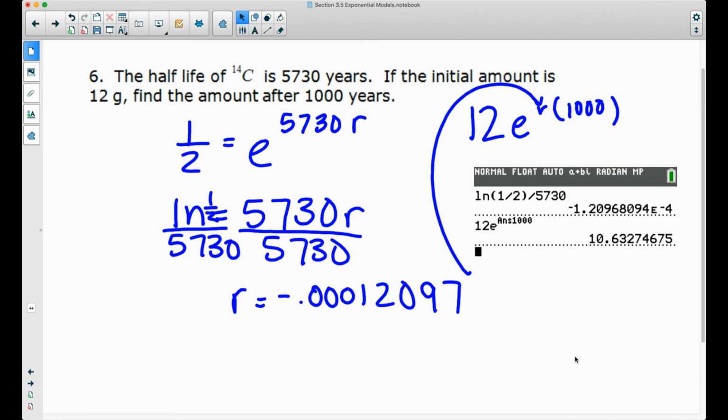All right, so 10.63, however many decimals they wanted there, okay? So half-life, they give you enough information to find your rate. Then from there, you can answer whatever question they have. All right, any questions on that from y'all?